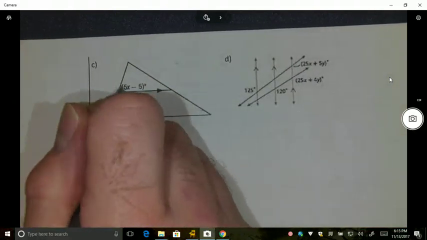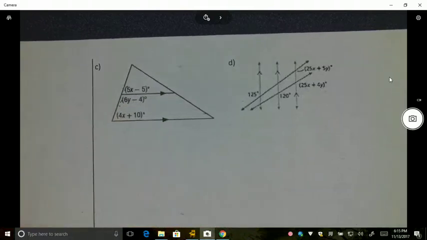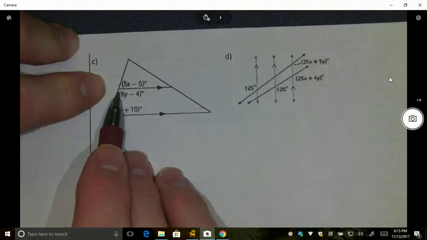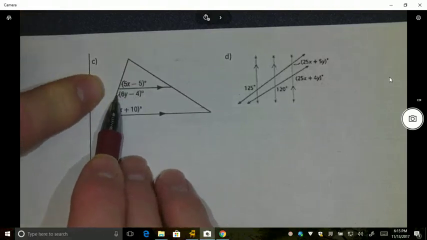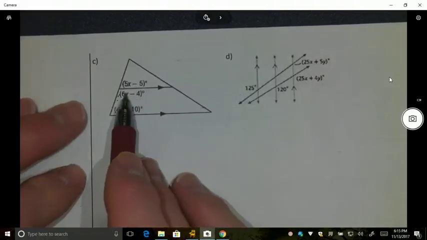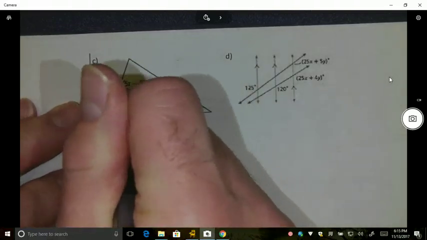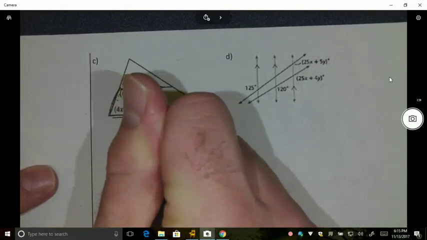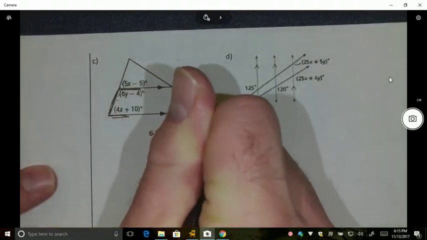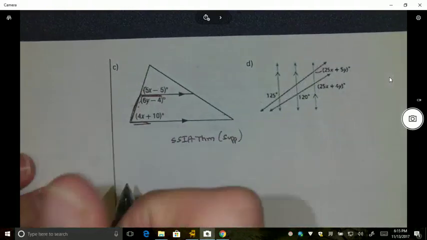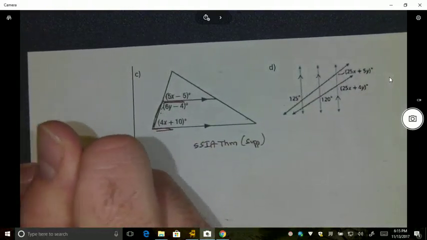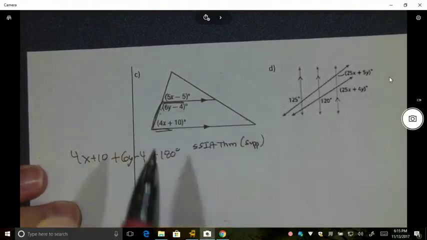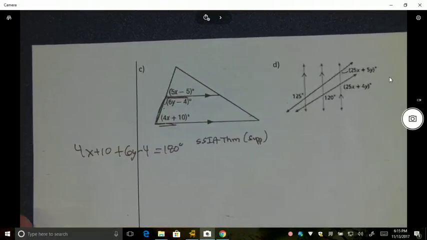For this problem, actually there's 3 equations I could get from this. These two form same side interior angles, so you could say this one plus this one adds to 180 degrees. So by the same side interior angle theorem, knowing that they're going to be supplementary, I can say 4x plus 10 plus 6y minus 4 equals 180. That's one of 3 possible equations.